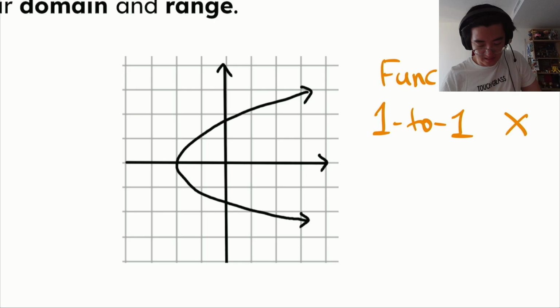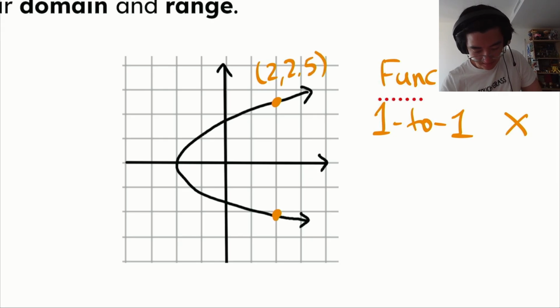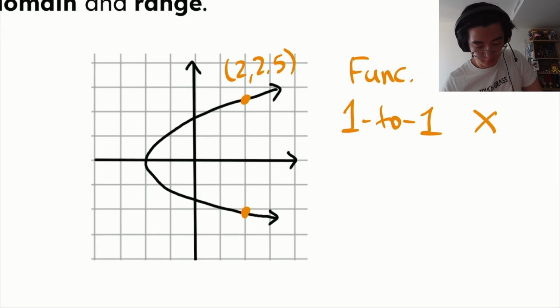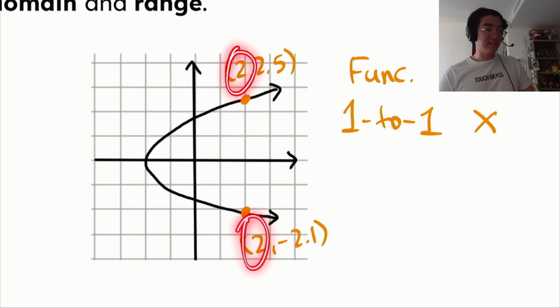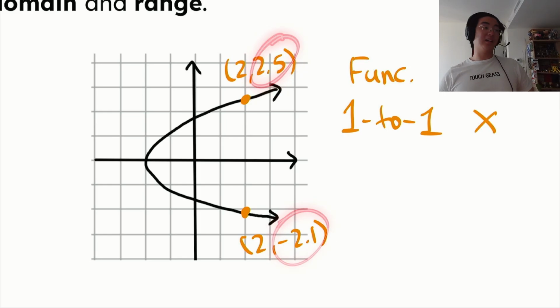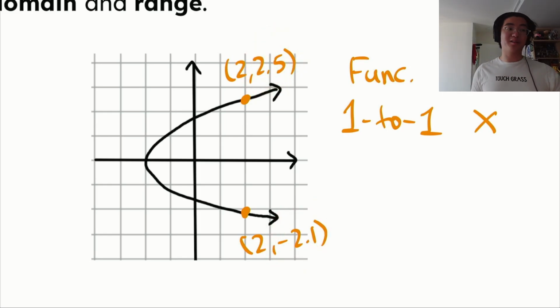You can see here that let's say x is 2. If x is 2, then this is, I don't know, 2.5-ish. And this right here is, oh, that's not really well drawn. It should be negative 2.5, but it's probably around negative 2.1. Notice how the same x has different y values. That's why it's not a function. And that's how the vertical line test works.